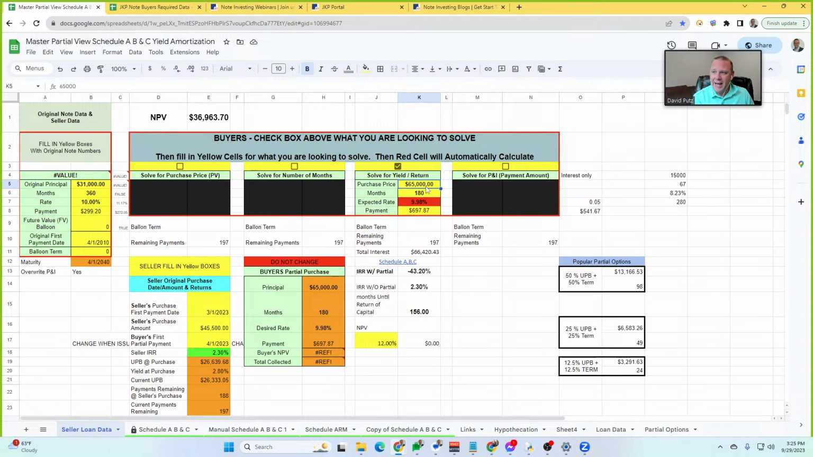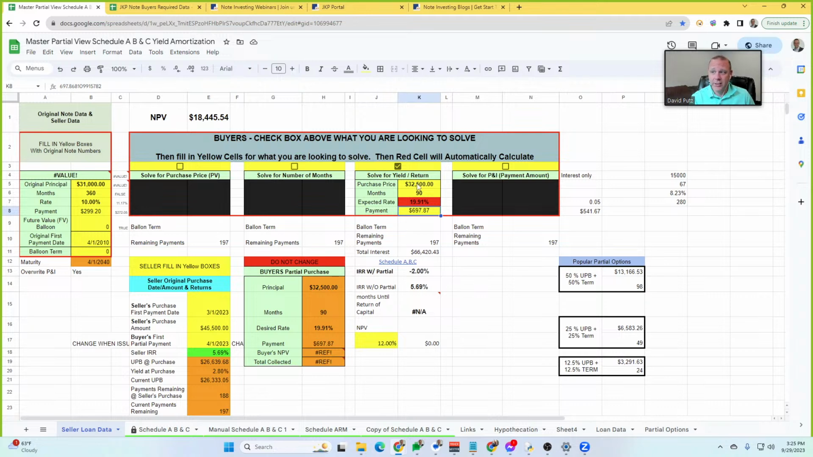Now, if we drop this in half again and make this 90 payments, look at our return. We're back, that 5% is now at 19.91. Now, you may ask, why does that happen? And the answer is, it happens simply because we literally took the situation and we never changed the payment amount.